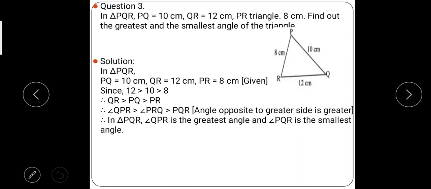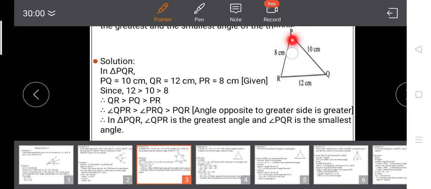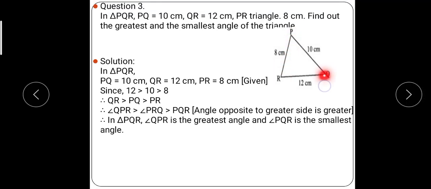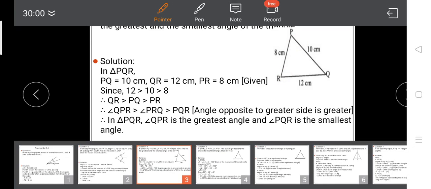Next, question 3. In triangle PQR, PQ is equal to 10 centimeters, QR is 12 and PR is 8 cm. Find the greatest and the smallest angle of the triangle. Very simple. The angle opposite to the greater side is greater and the angle opposite to the smaller side is smaller. On that basis, on the property of that theorem, which side is smaller? PR. PR is less than PQ, which is less than RQ, and therefore the angle opposite to PR is Q. So Q is less than R, which is less than P. In this way also you can write.